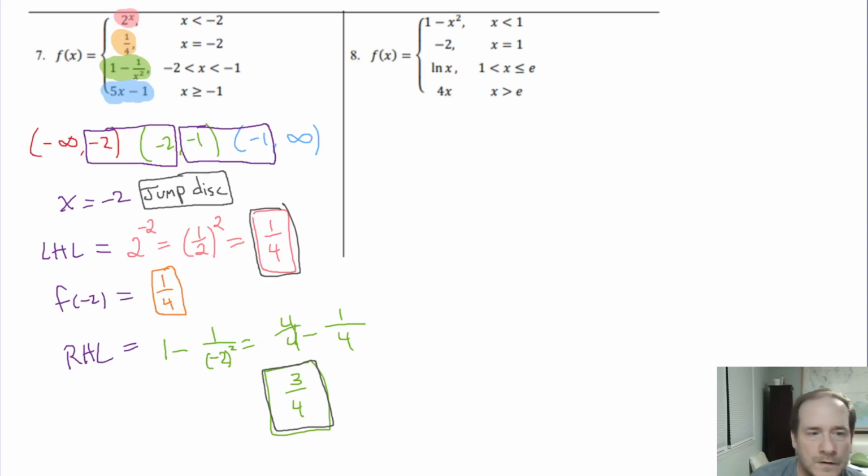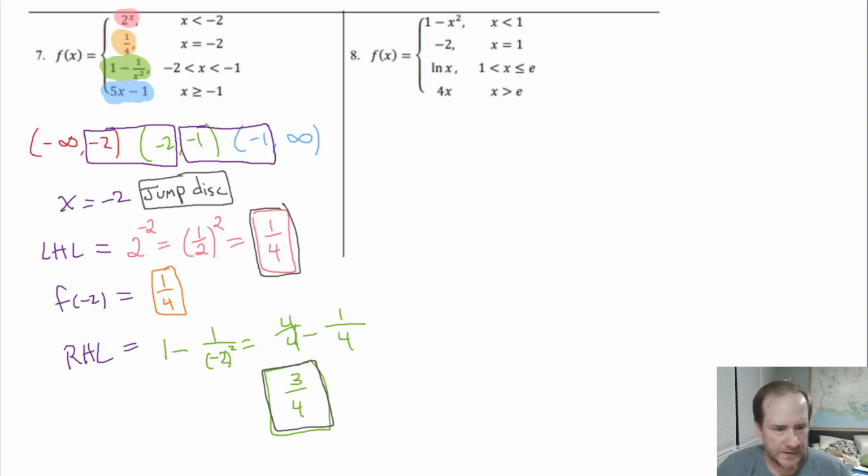Okay. I think I'm back. Yeah, I stepped away for a minute. Where the heck was I? Looks like we were testing the -2, and it was a jump discontinuity. So the next one.